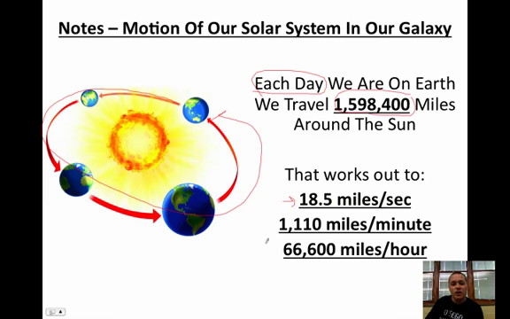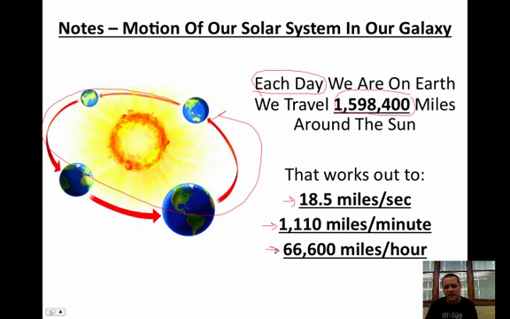It's crazy. Which means if you want to see it in minutes, we're going to travel roughly, give or take, 1,110 miles per minute. And if you want to do it in an hour, in which you are currently sitting in class, we've traveled 66,600 miles in 1 hour that you've been in class. Again, the numbers are huge.